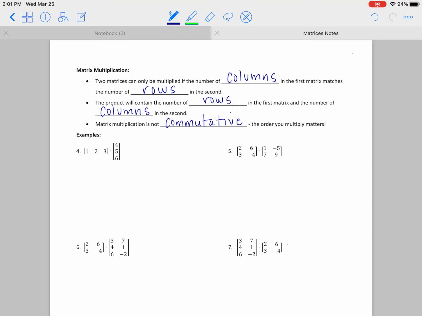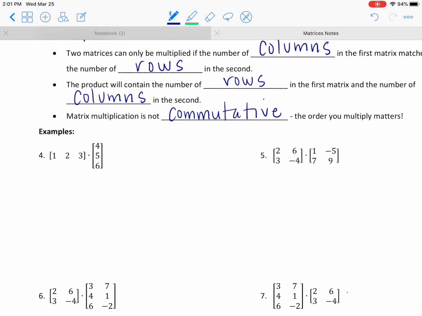Okay, so in order to multiply 2 matrices, we have to look at the number of rows and columns in each of our matrices. So looking at number 4, the first matrix, remember it's rows by columns when we name it.